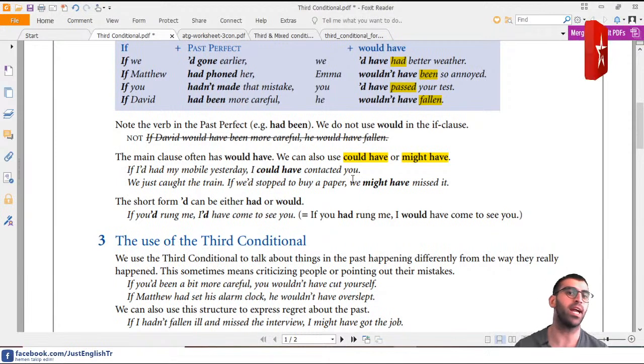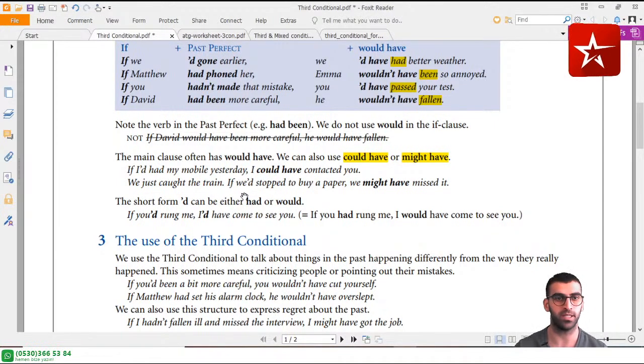So, if I had my mobile phone yesterday, I could have contacted you. It's a kind of possible situation. It could have been in the past, but it didn't happen. We just caught the train. If we had stopped to buy paper, we might have missed it. So these kinds of sentences are related to the third conditional. And we can also use the short form of had, if you had rung me, and so on. It's the easy part.